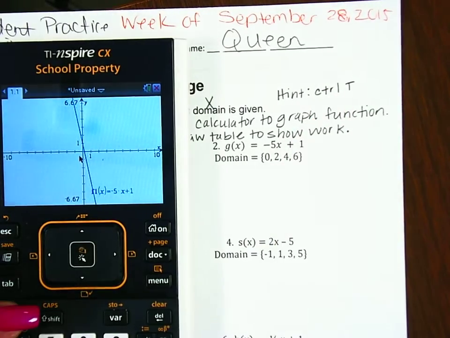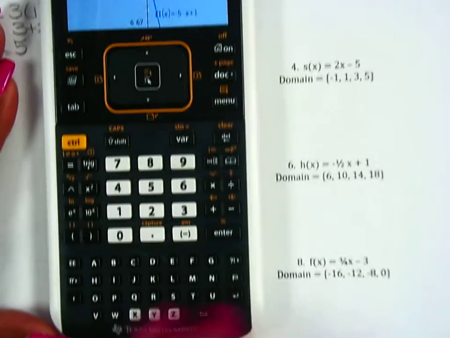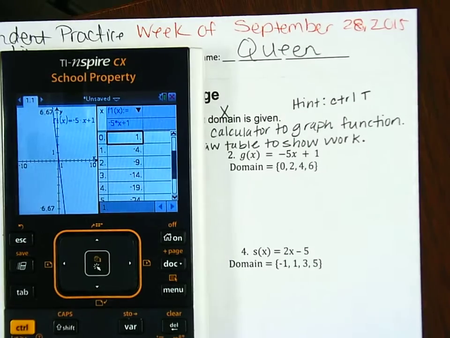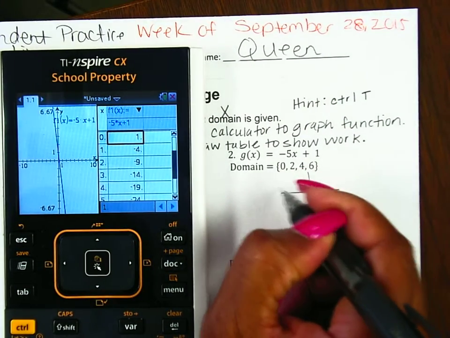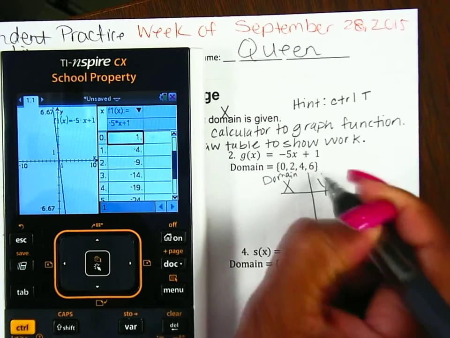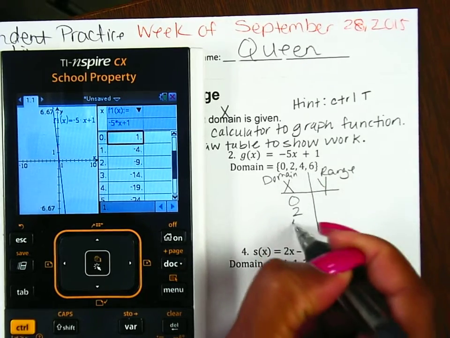Control T. Press Control, then find the letter T, press T, and bam, you have your table. Now I'm going to make a table here. I'm going to put X because I know that's my domain. Write Y, which is my range. They gave me the domain 0, 2, 4, 6.